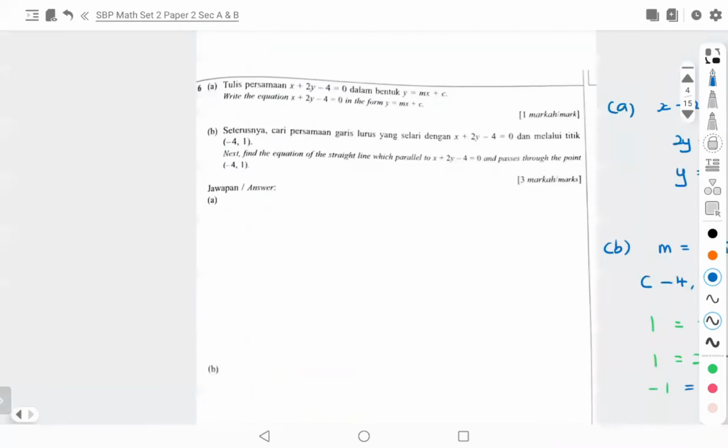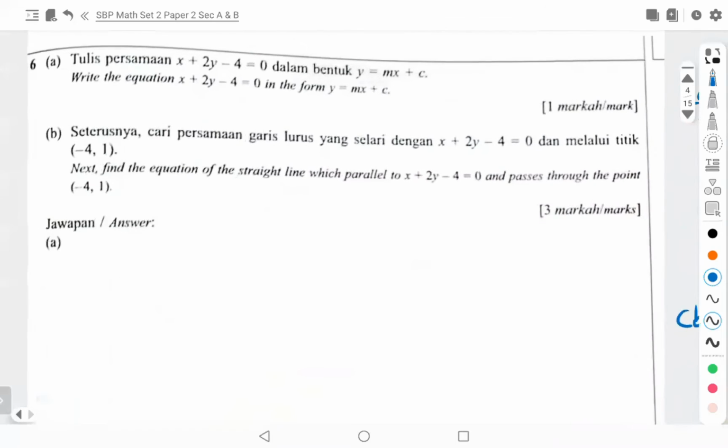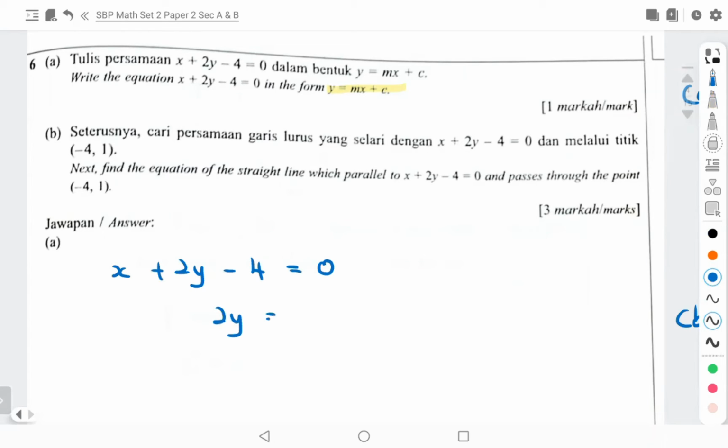Okay, number 6. Number 6 is about straight line equation, the last chapter in Form 3. So in general, y equal to mx plus c. m refers to gradient, c refers to y-intercept. So the first one is simple. You just make y the subject. So you just rearrange only. x plus 2y minus 4 equal to 0. Rearrange, 2y equal to negative x plus 4.